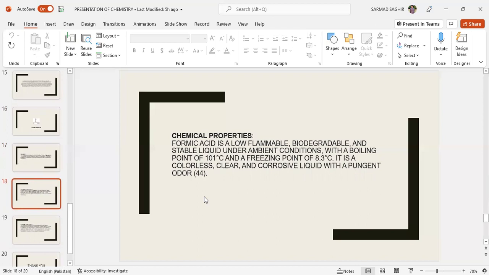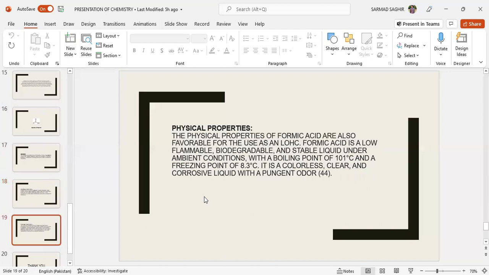Chemical properties. Formic acid is a low flammable, biodegradable, and stable liquid under ambient conditions with a boiling point of 101 degrees centigrade and a freezing point of 8.3 degrees centigrade. It is a colorless, clear, and corrosive liquid with a pungent odor. Other properties of formic acid are also favorable for the use as an LOHC.